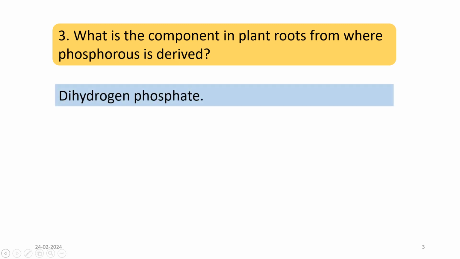So the answer is dihydrogen phosphate, that is H2PO4 minus. Phosphorus is available in this dihydrogen phosphate form in the plants.